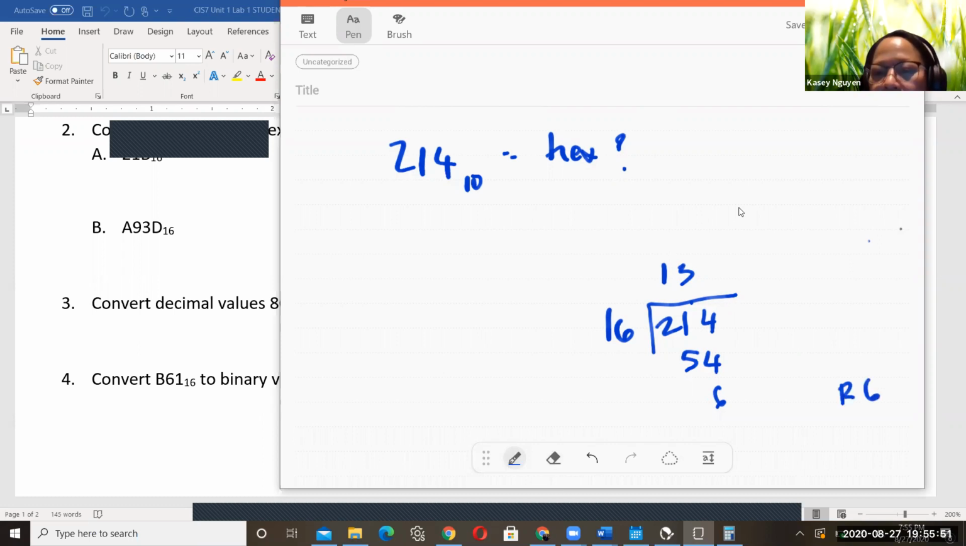Then you take 13, even though it's less than 16, that will be a quotient. So 13 divided by 16. Literally we should have a 0, I'm sorry, a 0 with the 13 remainder. So 6, and then 13 is a letter.